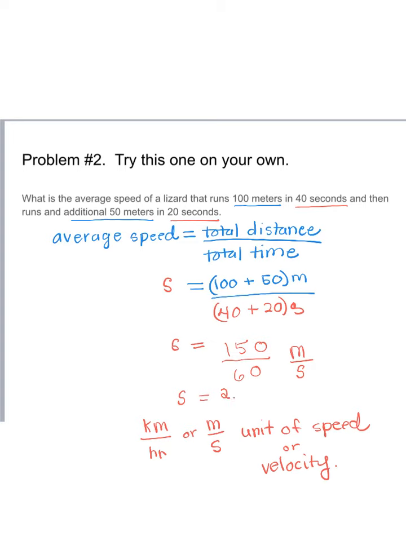2.5. If you divide 150 by 60, you get 2.5 on the calculator. 2.5 meters per second.